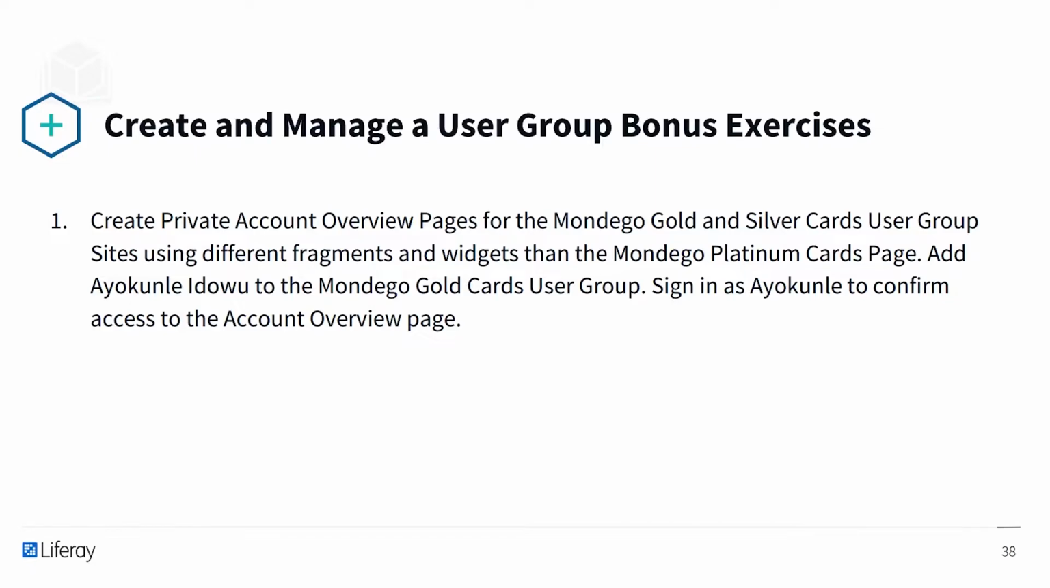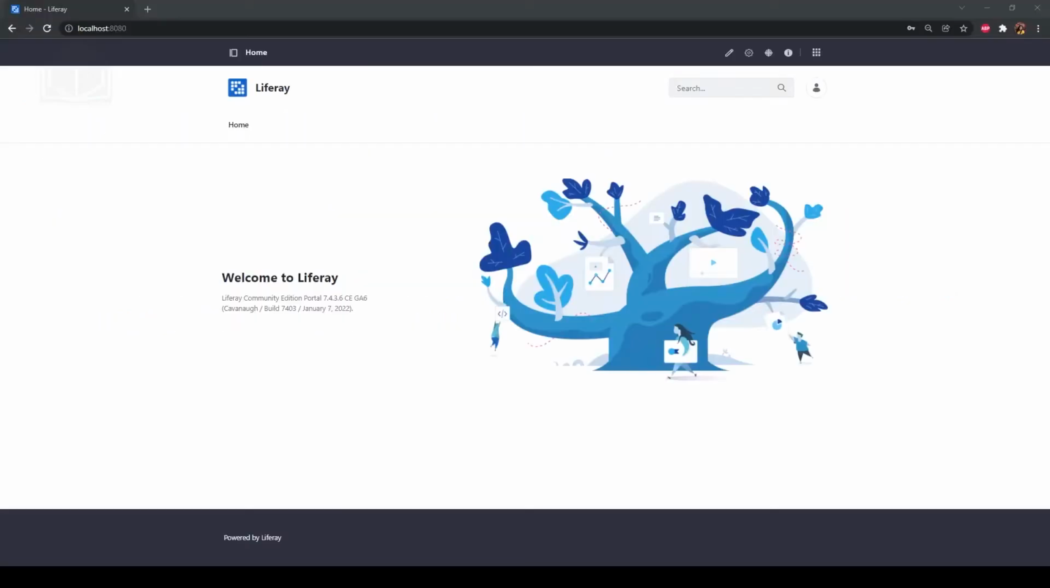Create private account overview pages for the Mondego Gold and Silver Cards user group sites, using different fragments and widgets in the Mondego Platinum Cards page. Add Ayokunle Iduwu to the Mondego Gold Cards user group. Sign in as Ayokunle to confirm access to the account overview page.